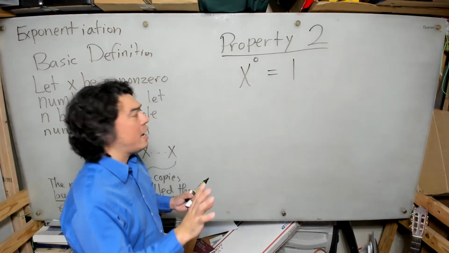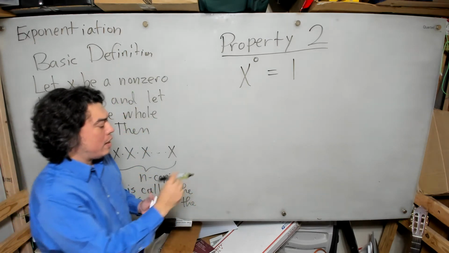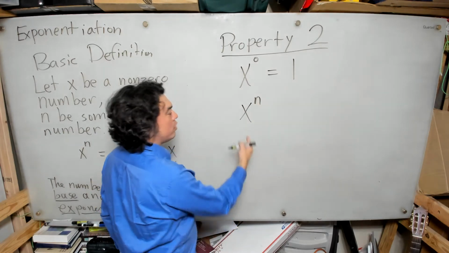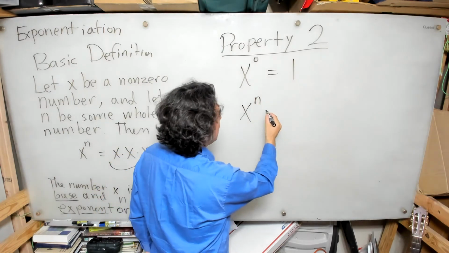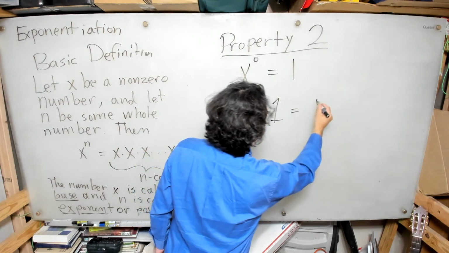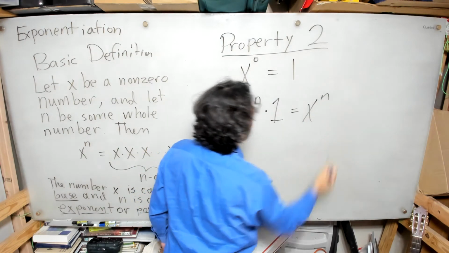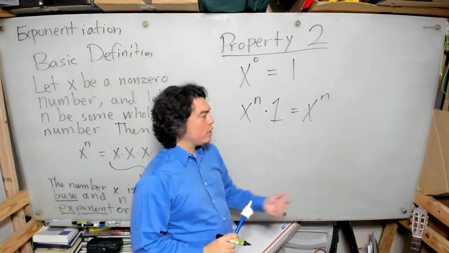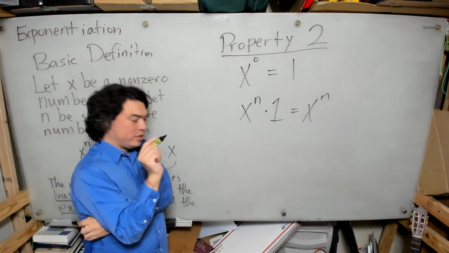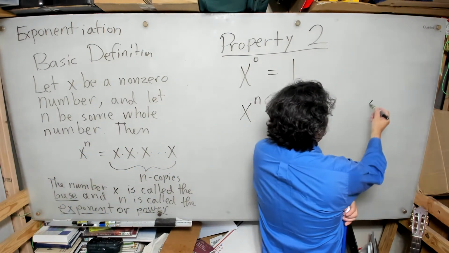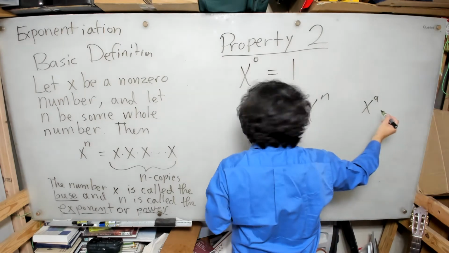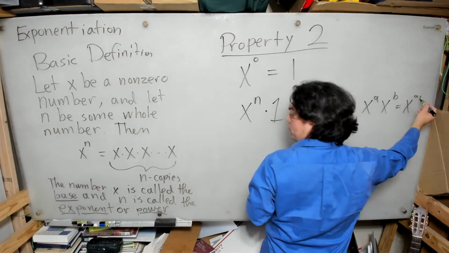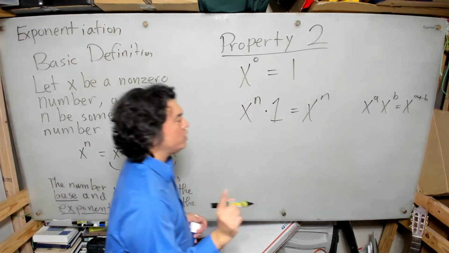Now, having said this, I hope that all of you will accept that x to the n, which is a real number, times 1 will equal x to the n. Whatever x to the n is, if I multiply it by 1, I get x to the n. But I want you guys to recall something. We just showed that x to the a times x to the b is equal to x to the a plus b, right?